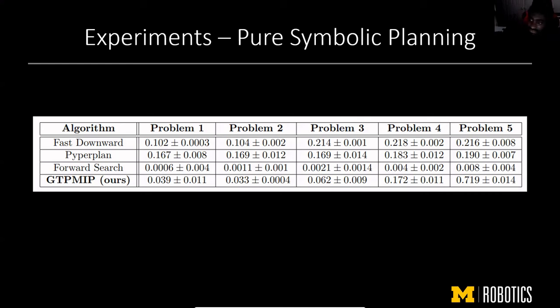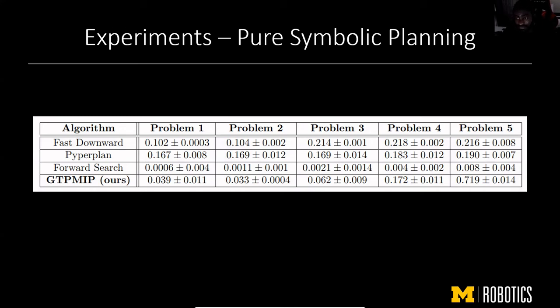But once the problem size increases in problem 5, you realize that GTP-MIP spends significantly more time than all the other planners. This is essentially because once the problem size starts to get bigger and bigger, the number of variables, both discrete and continuous, and the number of constraints in the resulting MICP gets really large. As a result, solving the corresponding MICP takes a longer time. So GTP-MIP doesn't scale well on pure symbolic planning problems.